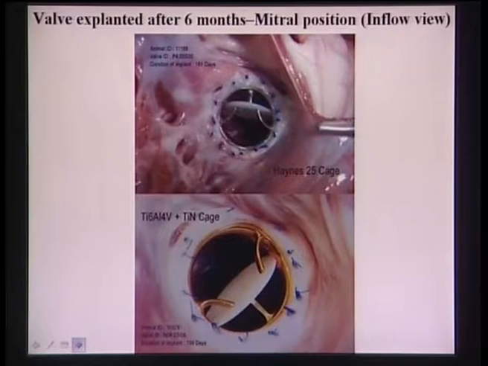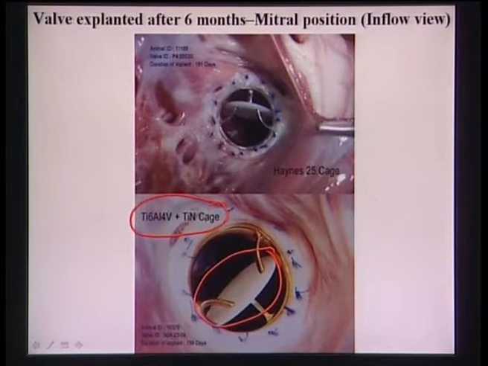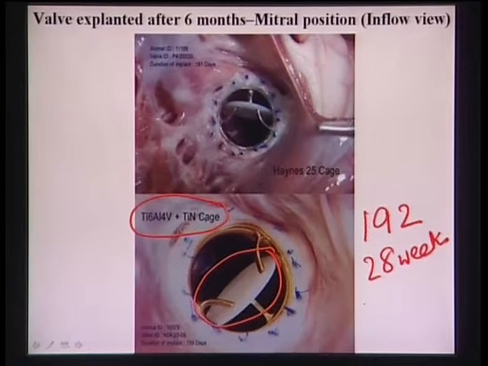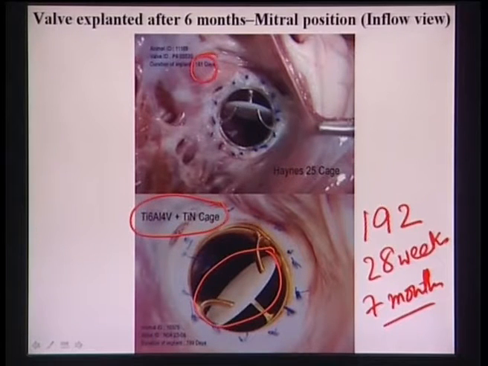This is an example of an artificial heart valve, which is made of the titanium 6 aluminum 4 vanadium alloy plus titanium nitride coating, and you can see this after 192 days, which is roughly 28 weeks. So 28 weeks is roughly 7 months. It was implanted in some animals, and the duration of this implant is 7 months, and here it is around the same time.